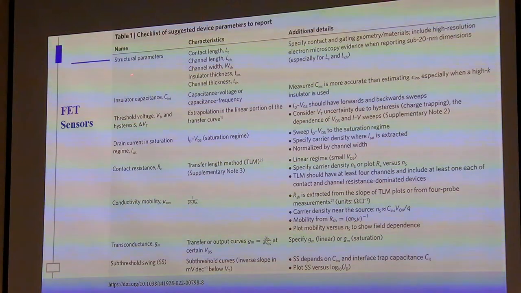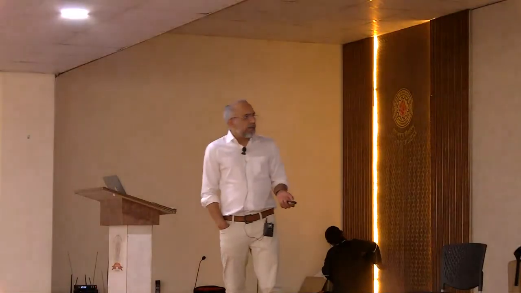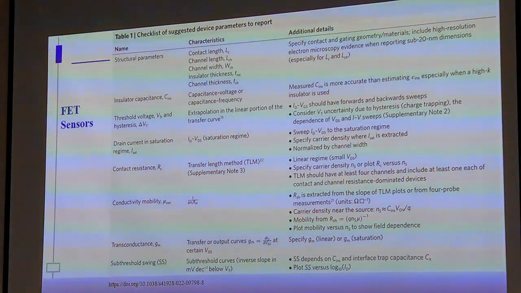And here is a different kind of checklist. For example, you need to do structural parameters or insulator capacitance, and then drain current in the saturation regime. And then you have a lot of characteristics and additional details. So you need to provide all these things before you prepare a manuscript or draft for FET devices. Here is a link for this article. It was published in Nature Protocols, and it provides guidelines for what to do with any device you have.